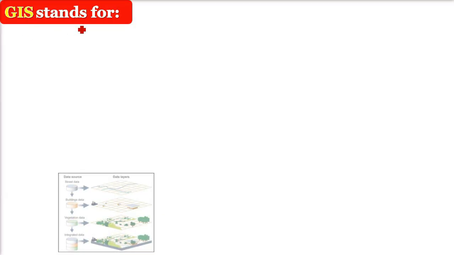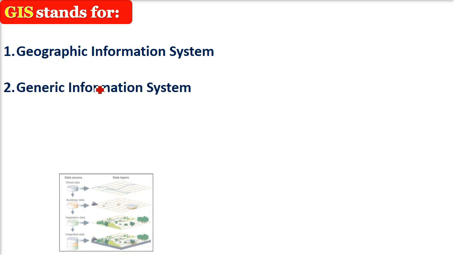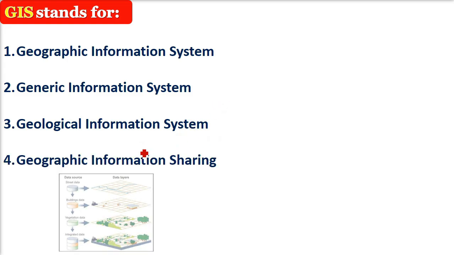GIS stands for: the first option is Geographic Information System. The second is Generic Information System. Then we have Geological Information System and Geographic Information Sharing. What do you think is the correct answer? Yes, you guessed it right.